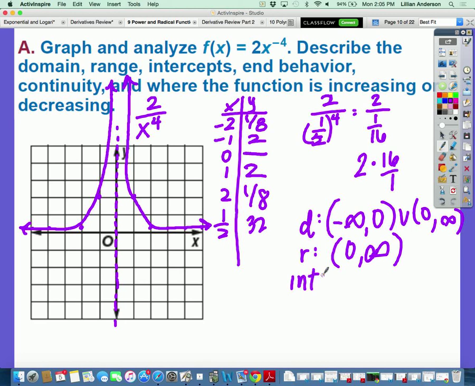Intercepts. There's none. And why aren't there any intercepts? Because of the asymptotes. Not only is there a vertical asymptote, but there's also a horizontal one. Okay? Because it's getting closer to the x-axis, but it's not crossing it. Okay? What about my end behavior? What's my right end behavior? As x gets bigger, what's happening to my y's? To what number?